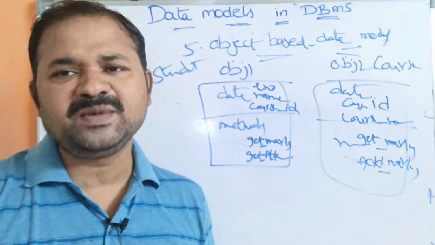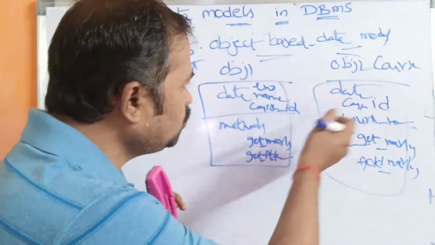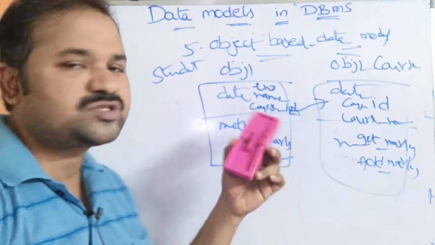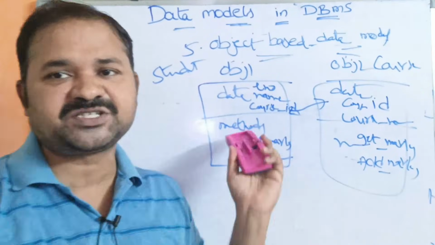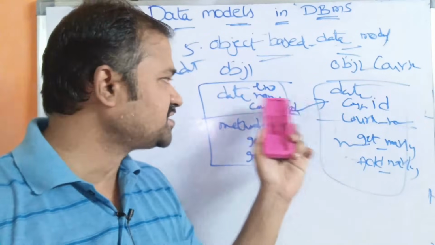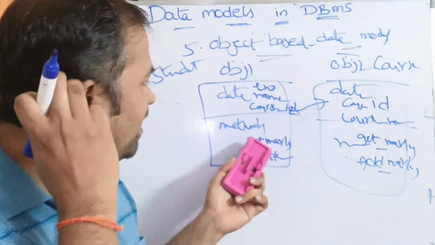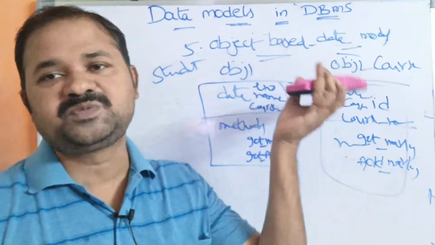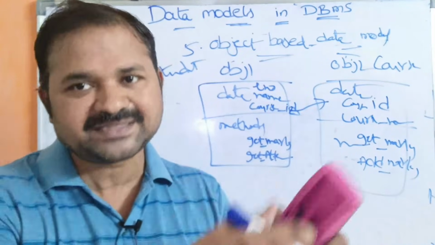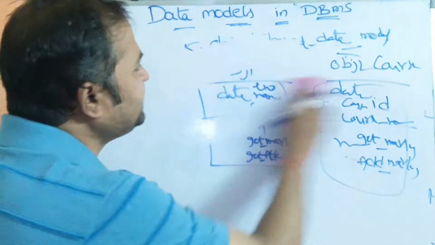In order to establish the relationships, we have to use the common attribute. If we consider these two objects, the common attribute is course ID. By using this course ID, the relationship is established between the objects. One object communicates with another object with the help of this common attribute. Everything, data, information, methods, is available in the object only, and all the objects communicate with each other and pass their corresponding messages. So this is about the object-based data model.